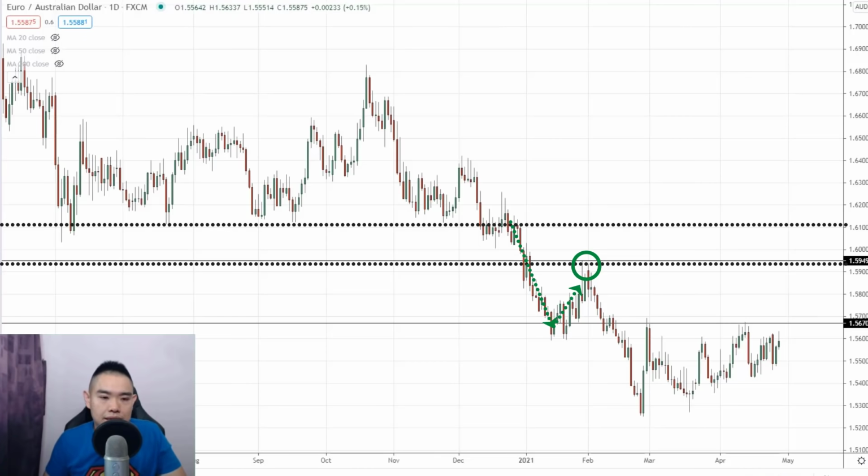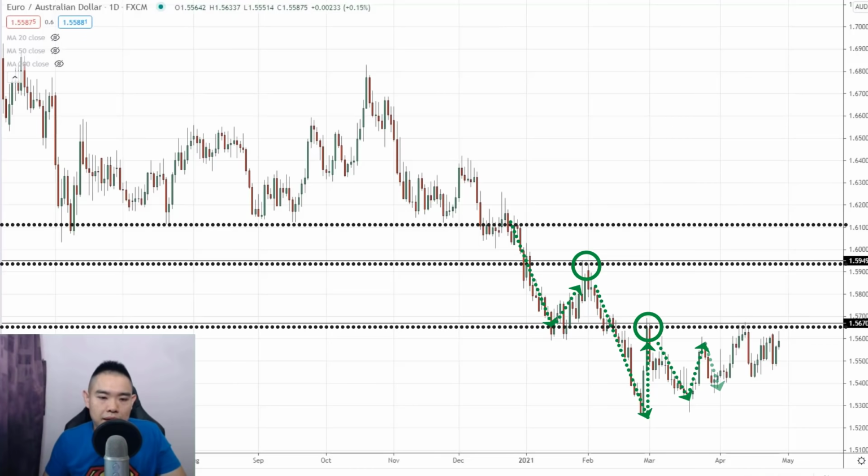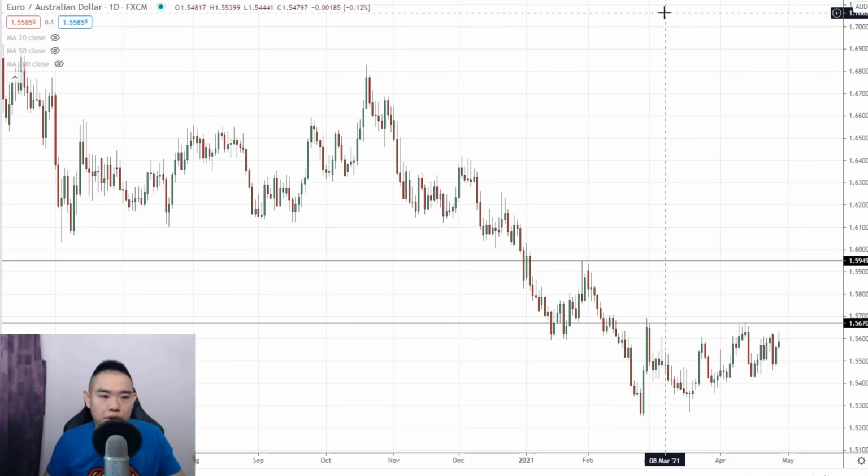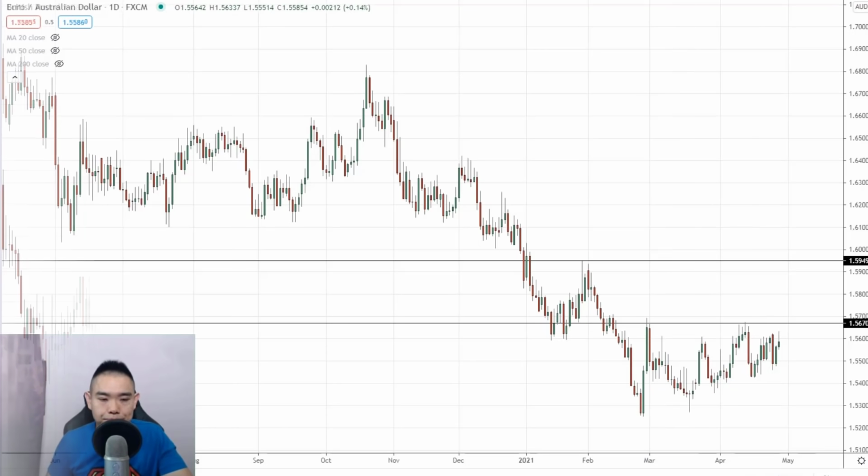Then price hits down lower, retests previous support which became resistance, hits down lower, comes back up, pulls back, and heads back into this area of resistance to where it is right now. So you can see support and resistance here in action.